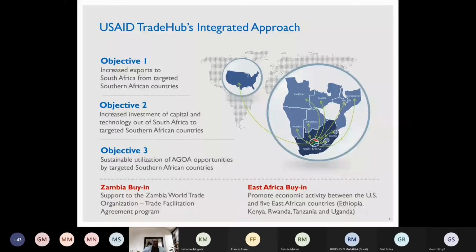The thinking behind this is that, of course, South Africa is a big market. There's a lot of demand. And in addition to that demand, there is also demand for products, for finished products. There's also demand for raw materials that can be further processed into products for export to other parts of the world, including the US.